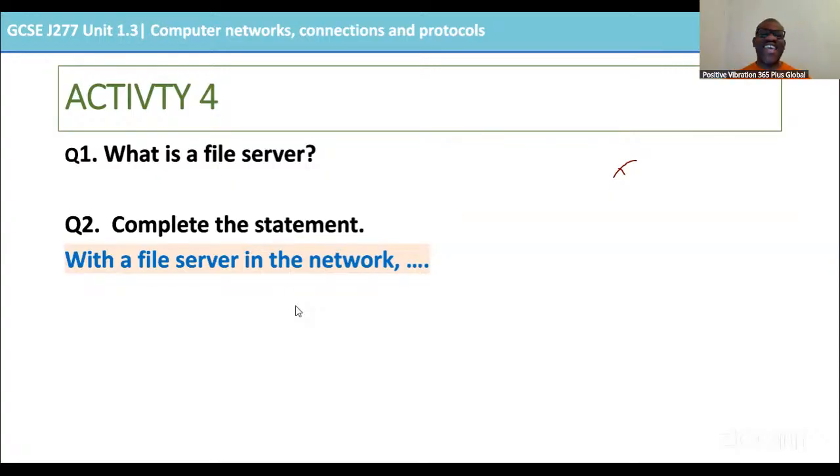A word is central. All right. So remember, a server allows for central management, right? Central storage, which allows for central access. Another beautiful thing.